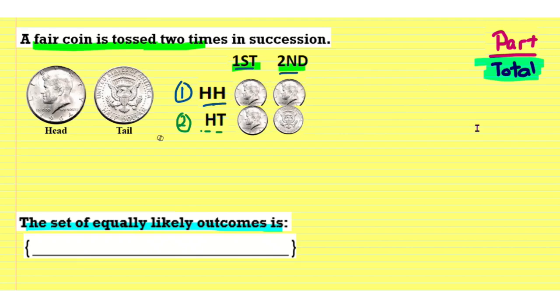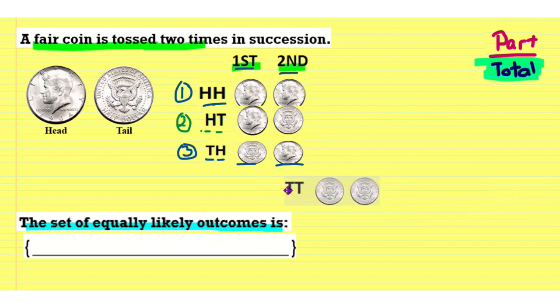And then we could toss these coins two times and end up getting a tail first on the first toss and then a head. So there's a tail, there's a head. That would be my third option. And then I can also toss those two coins and get two tails. So there is a tail in the first toss, a tail in the second toss, tail, tail. And that would be my fourth option.